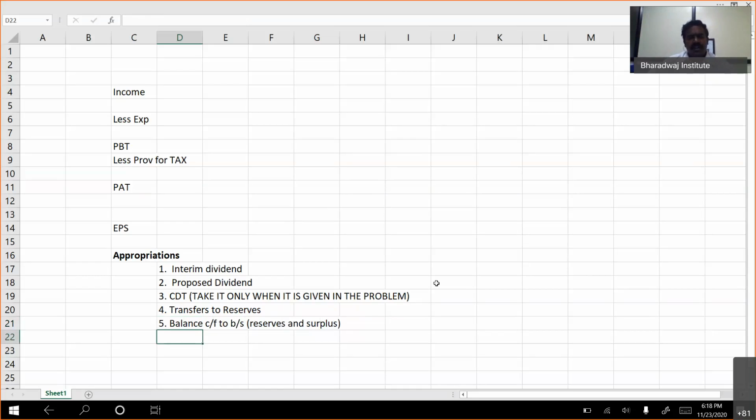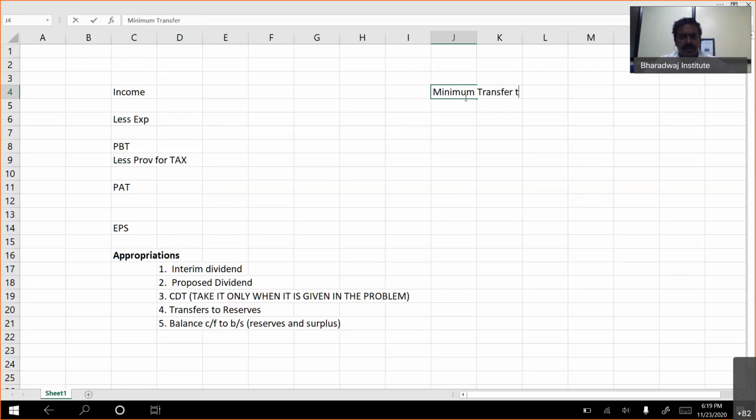So interim dividend is what is already paid. Proposed dividend we are going to pay. Corporate dividend tax only when it is specified in the problem. Please apply this. Then transfer to reserves like general reserve, P&L account. Then balance carried forward to balance sheet. Then this is the most important thing. This can be tested for 4 marks, 5 marks separately.